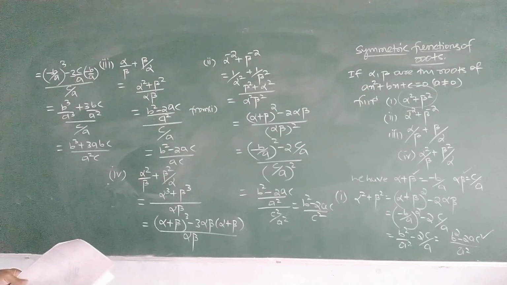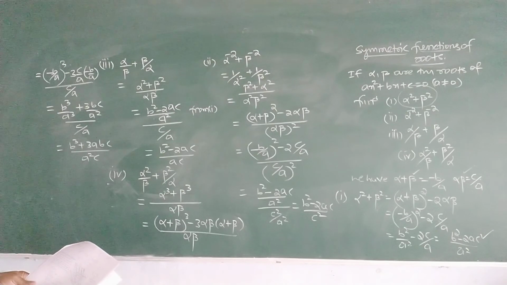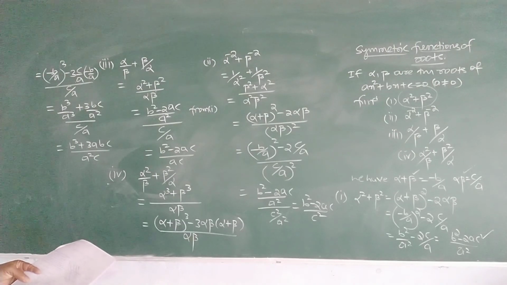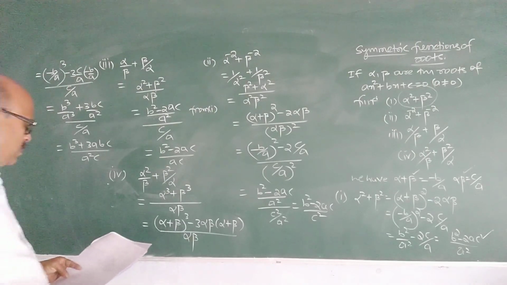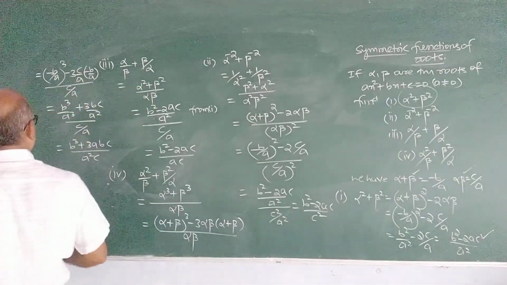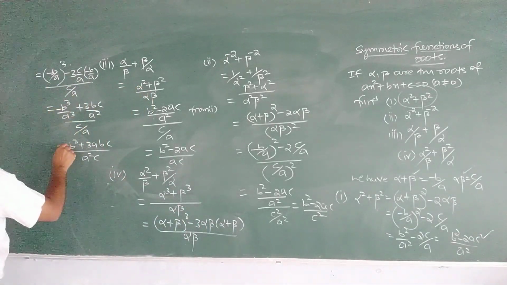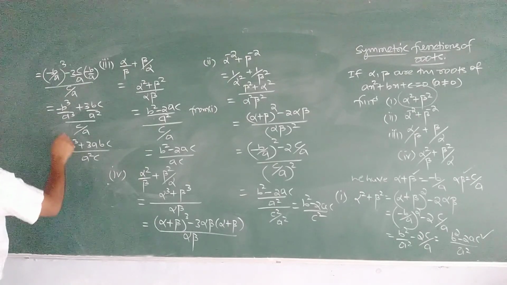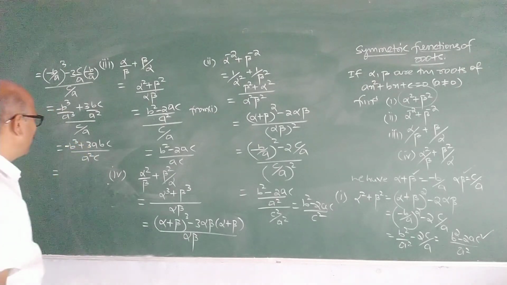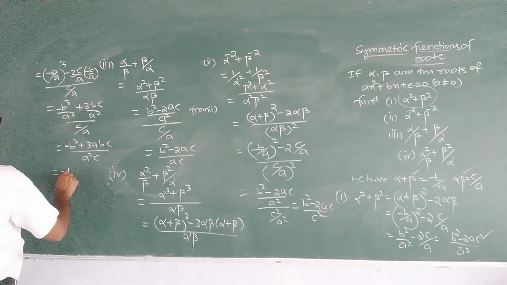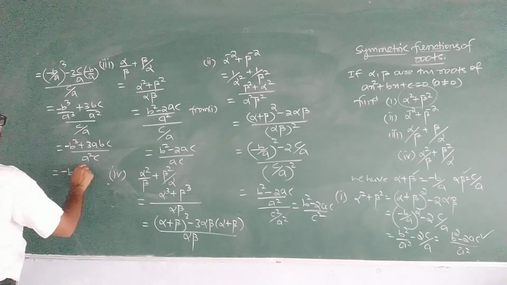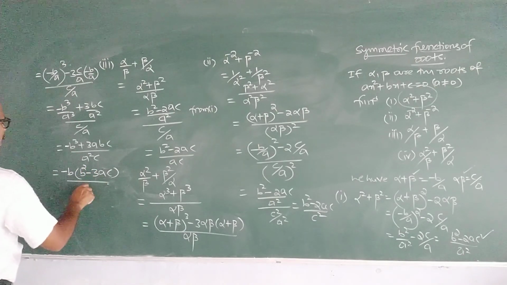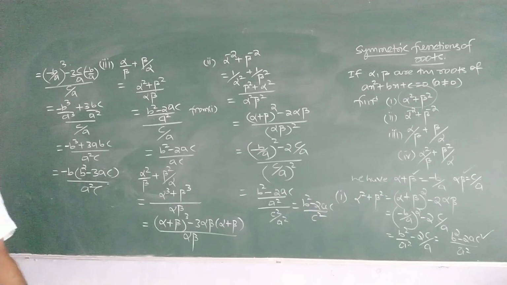Is it correct? Minus b by a whole cube is minus b cube by a cube. So it is minus b cube plus 3abc upon a square c. Or you can take minus b common here: minus b common, b square minus 3ac, divided by a square c. This is the value.